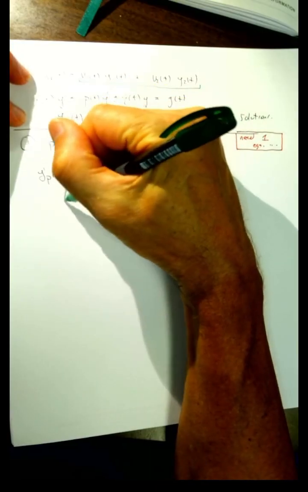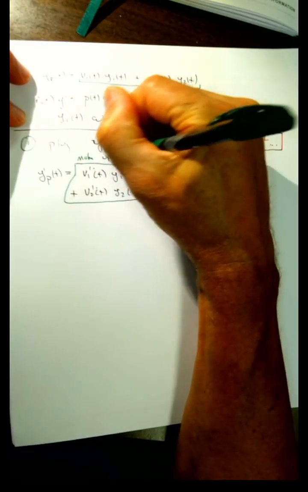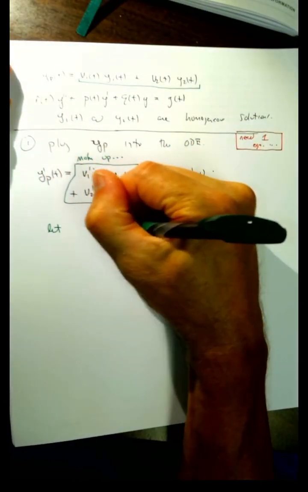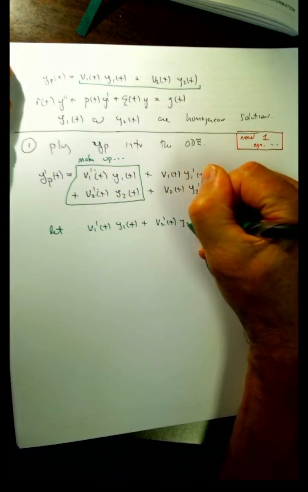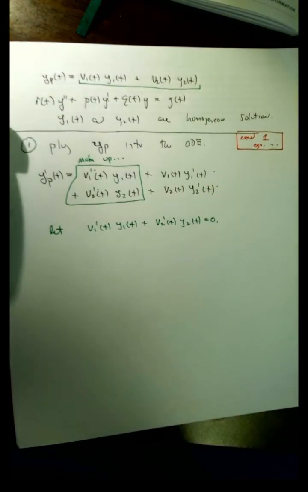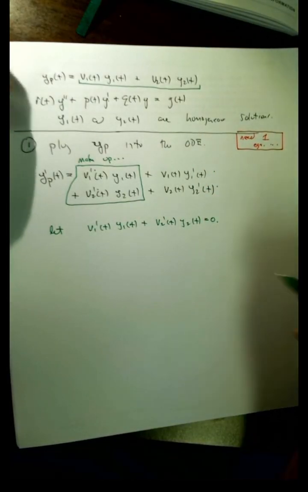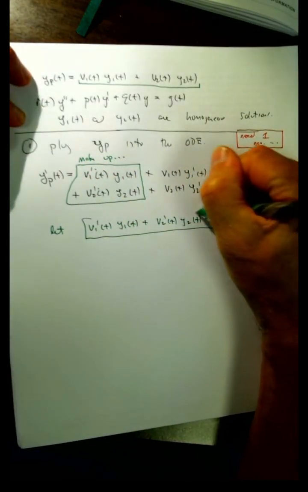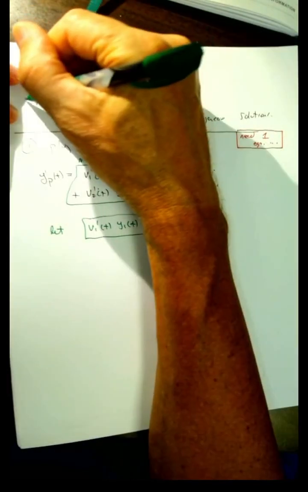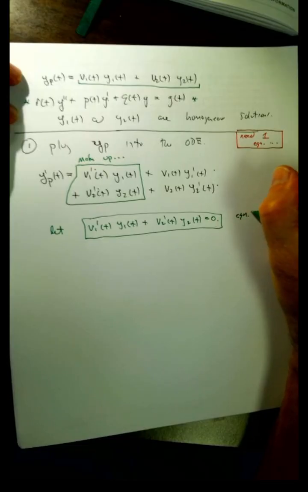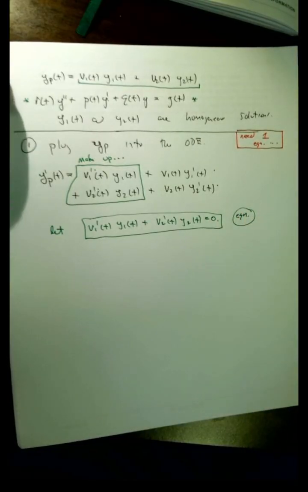So here's what I'm going to do. And again, I'm just making this up. I would really like that to be as simple as possible, so then I can just focus on those 2 things when I plug it back in. So I'm just going to arbitrarily let v1 prime y1 plus v2 prime y2 equals 0. Right. And so that's my second equation. My first equation is going to be the differential equation. Okay, so I'm just going to arbitrarily let that be the case.